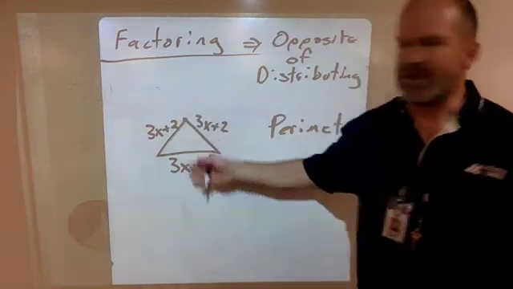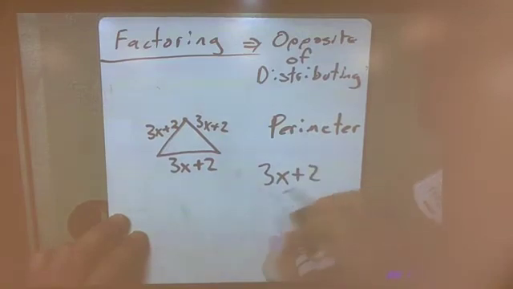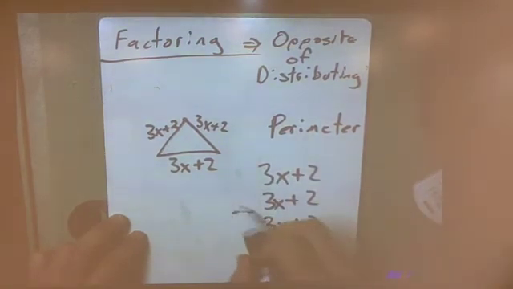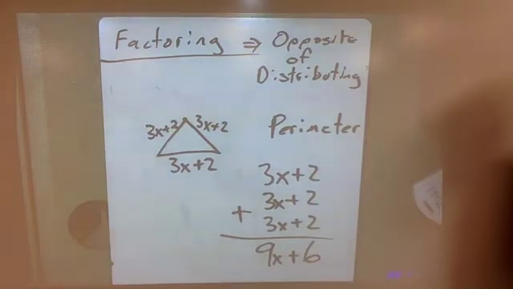Well, here we have three sides. So we would add all those up. 3x plus 2, 3x plus 2, 3x plus 2. That's our three sides. We're going to add all those together. 2 plus 2 plus 2 is 6. 3 plus 3 plus 3 is 9. So the perimeter is 9x plus 6.